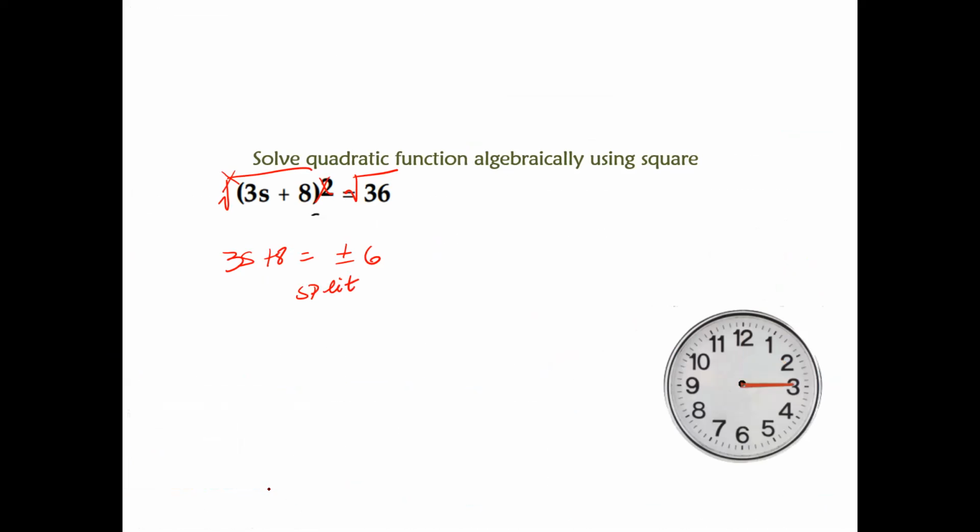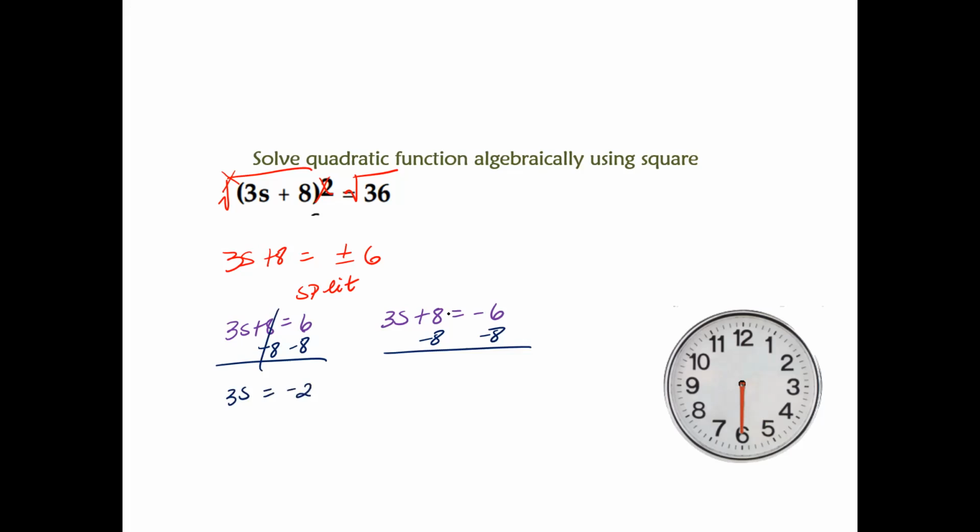Now you have to split the equation. 3s plus 8 equals positive 6. 3s plus 8 equals negative 6. So minus the 8 on both sides for both equations. 3s equals negative 2. 3s equals negative 14.